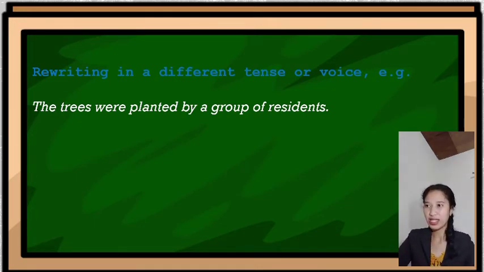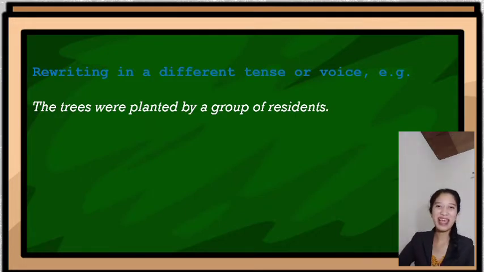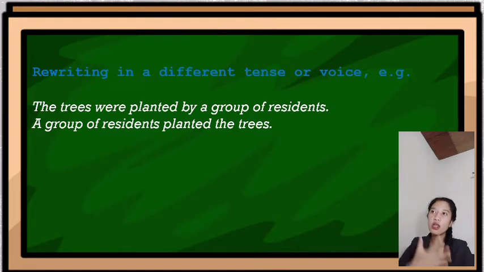Okay, let's find out together. Okay, the answer is: a group of residents planted trees. That's the more leveled-up sentence of the first sentence. So next level, it will also use your critical thinking, like rejumbling the words to make it more accurate.